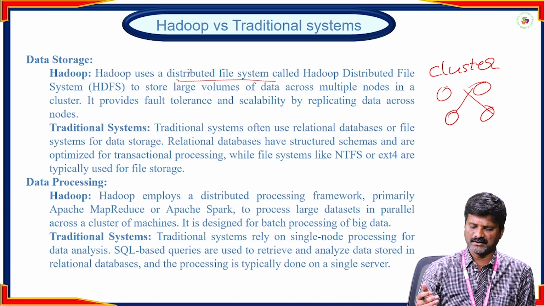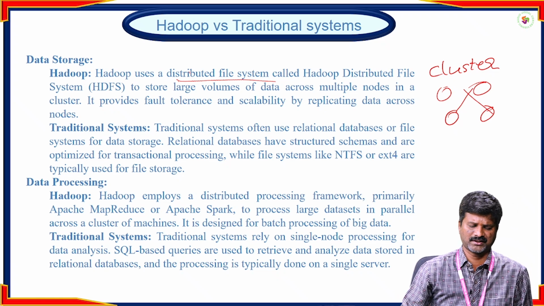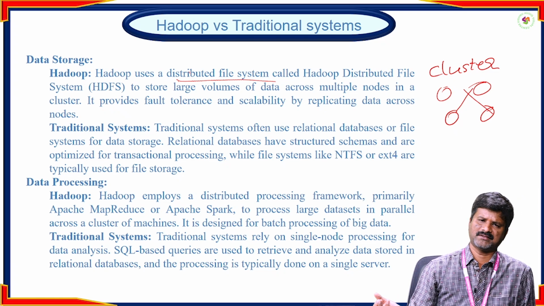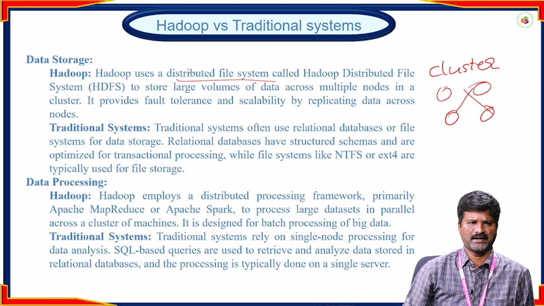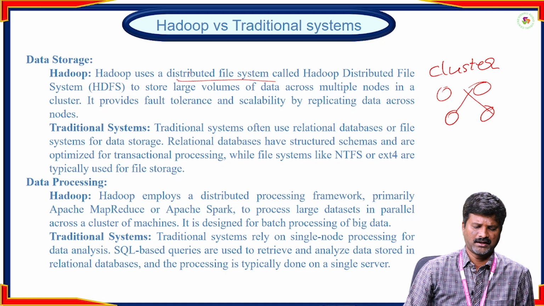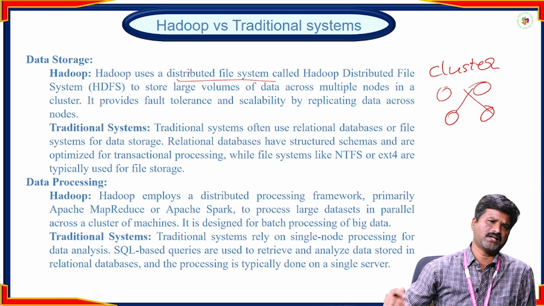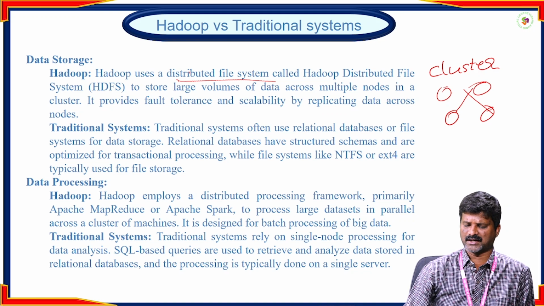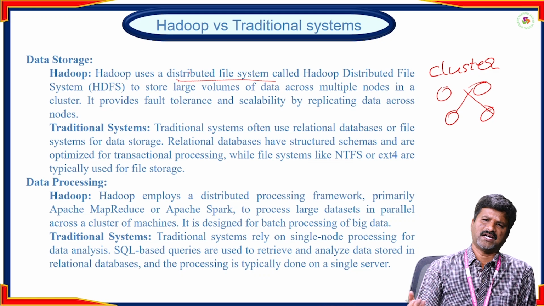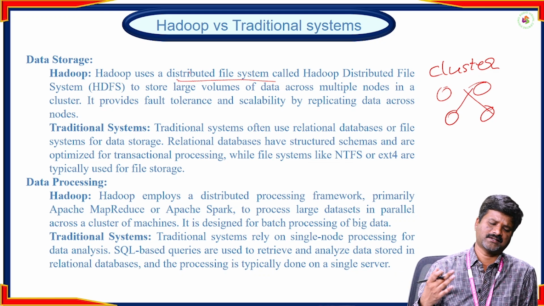In traditional systems, we are using a relational database, or mostly file systems, for data storage: RDBMS or file systems. But RDBMS can store only structured data. You cannot store unstructured or semi-structured data in an RDBMS. That is one of the drawbacks. Also, only up to a certain limit can you store in an RDBMS; large volumes of data you cannot store. And majorly we are using relational database management systems for transactional processing purposes. File systems like NTFS or ext4 are typically used for file storage purposes only. That is the biggest drawback of traditional systems.